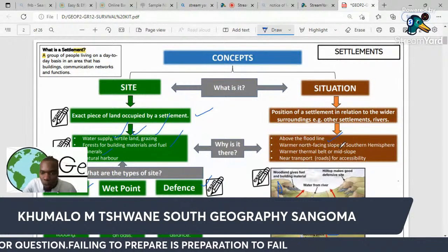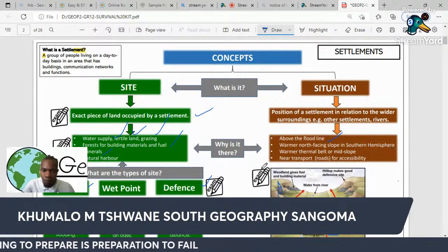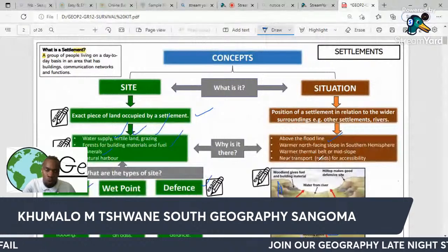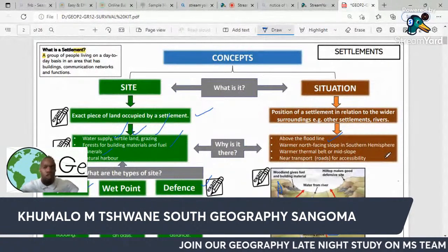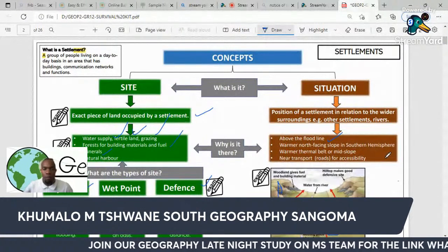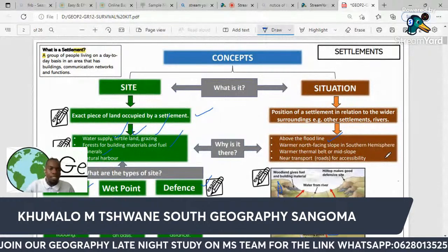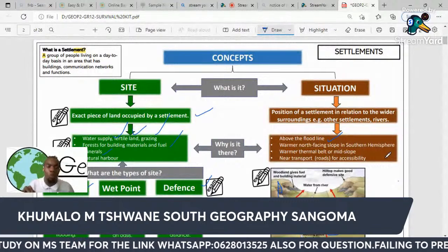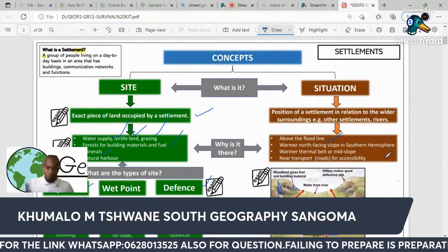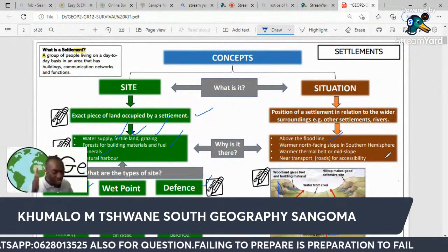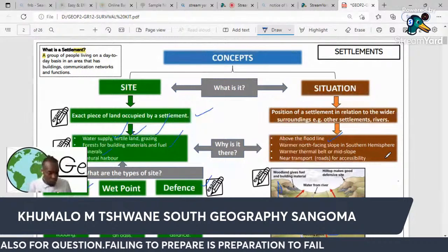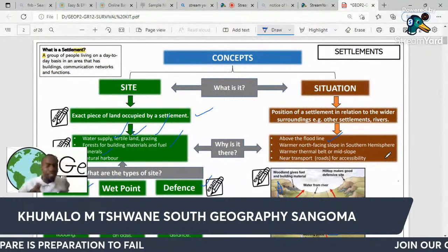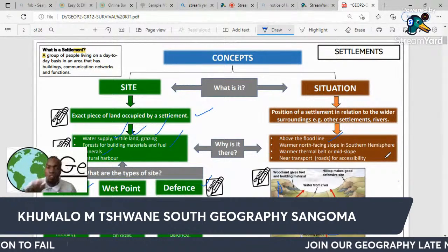Then a warm north facing slope in southern Africa, a warm thermal belt or mid slope, and near transport road and accessibility. Actually, there are extra ones that you can include, grade 12s, but we have given you a few. It is very important that when you go into the examination room tomorrow, grade 12, on Tuesday, I mean, you know the difference between site and situation. Without you understanding these, you will have a challenge, because these are the basics.